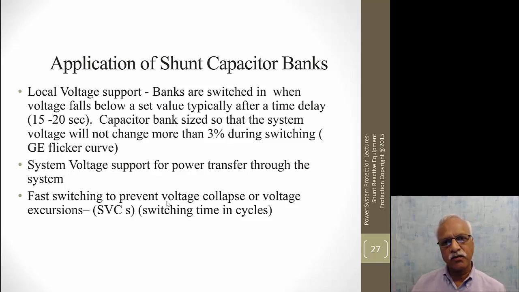And they are also used for fast switching when there is an impending voltage collapse. Suddenly the voltages keep on going down and they might fall. So you need to prop up the voltage by putting in capacitors to prevent any voltage collapse. Or for stability reasons, we sometimes put in extra capacitors, which are switched in about 5 or 6 cycles, much slower than the SVCs, which come in very fast, well within 1 or 2 cycles.